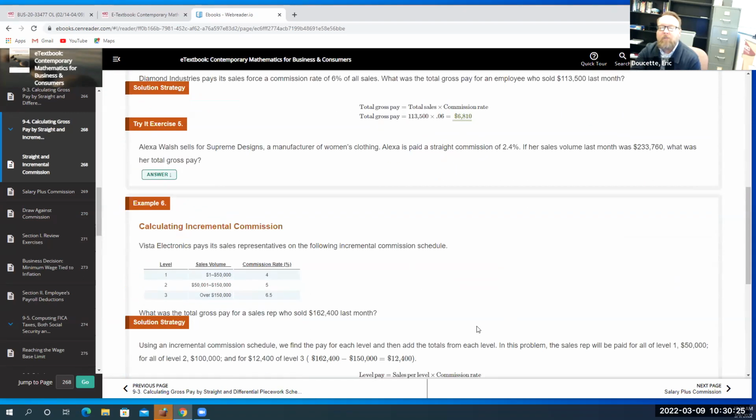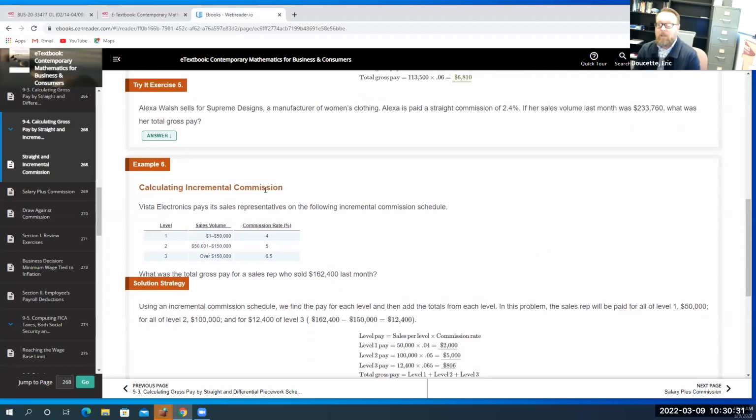And sometimes, however, this is where it gets a little tricky. Look at example 6 right here, calculating incremental commission. This one says it pays its sales reps on the following incremental commission scale. Basically, level 1, if you make between 1 and 50,000, that's the amount that they've made, you get 4% commission on up to 50,000.